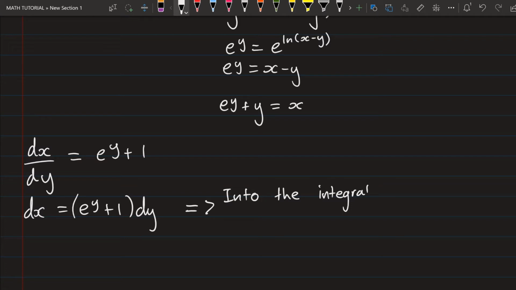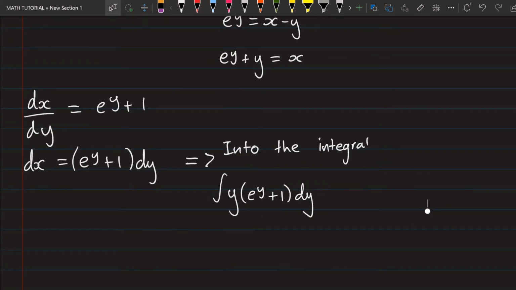So into the integral, we get the integral of y multiplied by this stuff, e to the y plus 1 dy. And now we can use integration by parts. And we can just expand this first before doing that. y e to the y dy. Because the integrals are additive, we can split them from one another. So we get 1 dy. Sorry, that's supposed to be y because we expanded the y. y dy. Perfect.